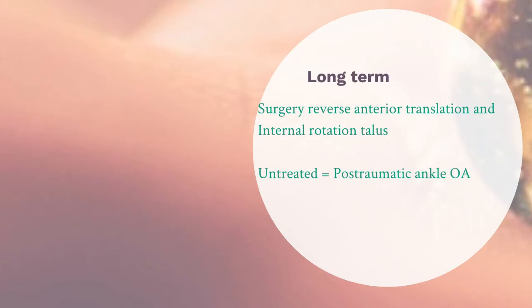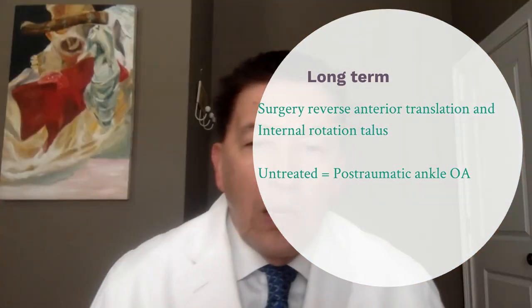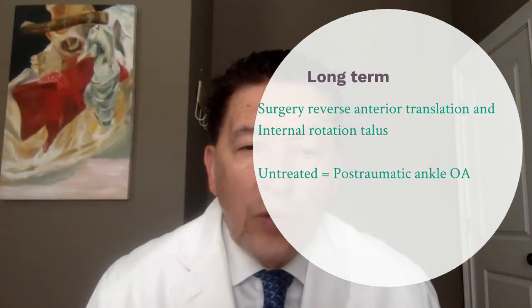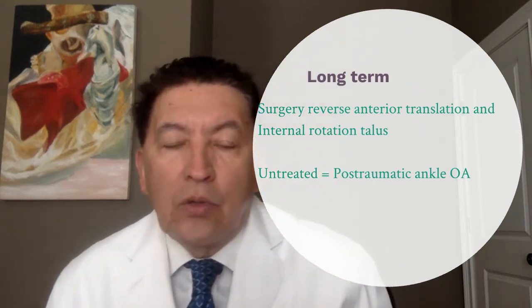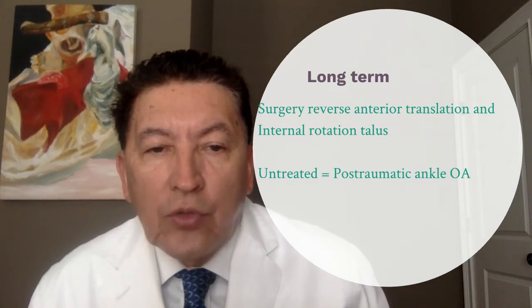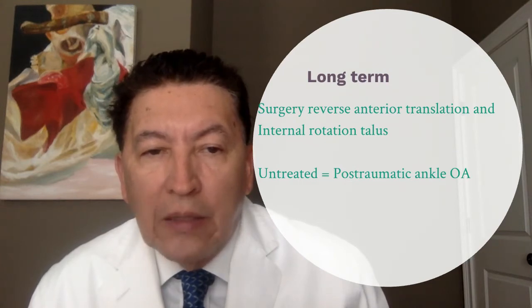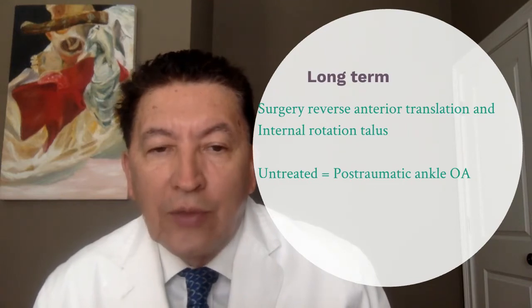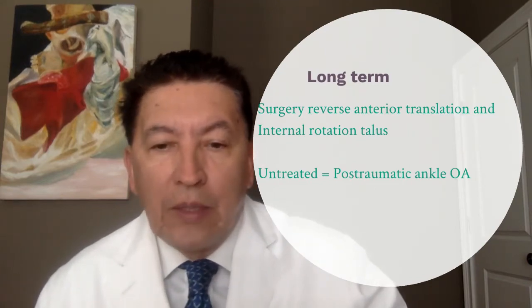So what is the long term goal of the surgery? What we try to prevent is the translation that happens when there is rupture of this ligament. So with surgery, we try to prevent or correct the anterior translation and internal rotation of the talus, which, if it goes untreated, will become post-traumatic arthritis.